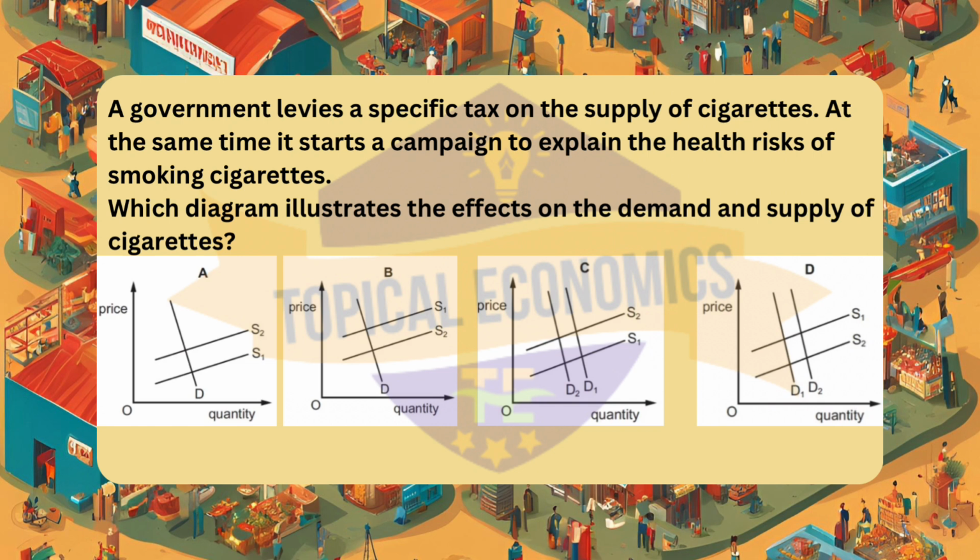A campaign highlighting the health risks of smoking would likely reduce the demand for cigarettes, as it could make consumers more aware of the negative health effects and thus deter consumption. This would shift the demand curve leftward, a decrease in demand. So, the two main effects are: supply curve shifts left, due to the tax, increasing the price for consumers. And the demand curve shifts left, due to the health awareness campaign, reducing the desire to consume cigarettes. This is very well seen in the diagram in option C.